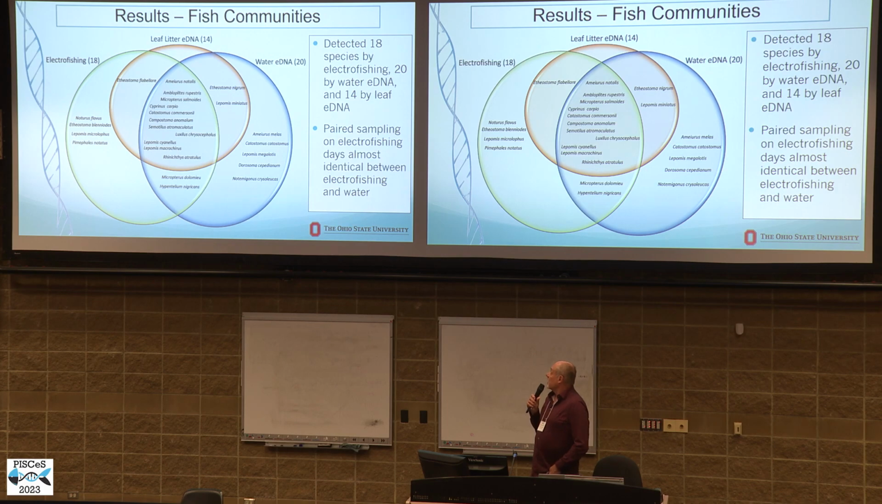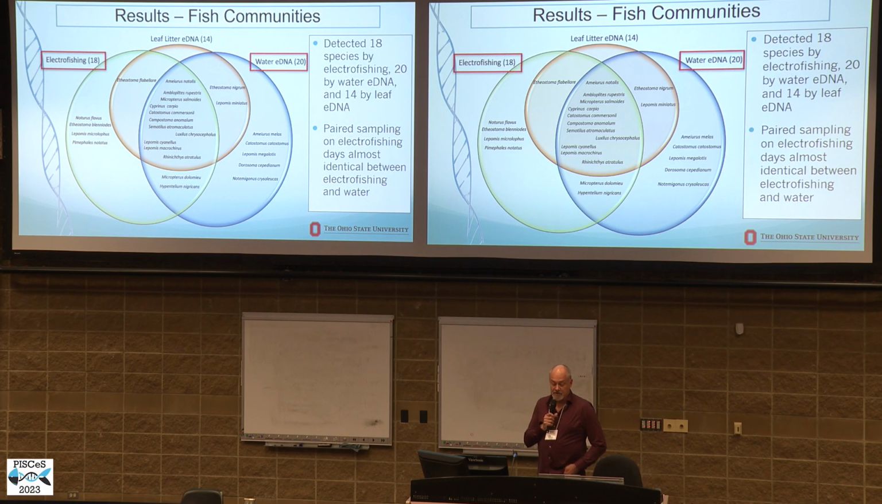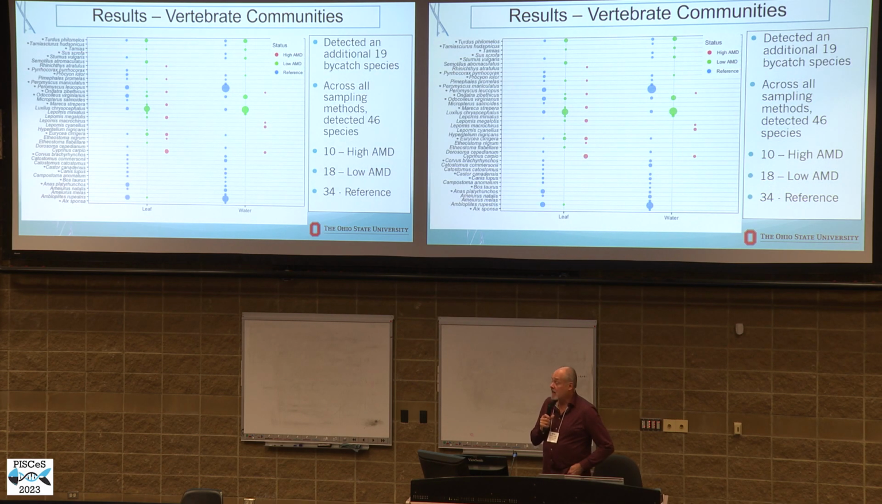The results: electrofishing and water eDNA were approximately the same in terms of the species detections. This is combined data for the low AMD and the reference sites. But what was interesting was the leaf litter bags picked up about 75% of the fish species we also found in the other methods. We also detected 19 other species in terms of bycatch, which is pretty cool.